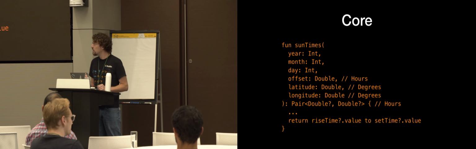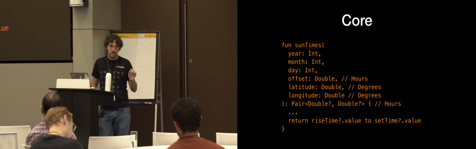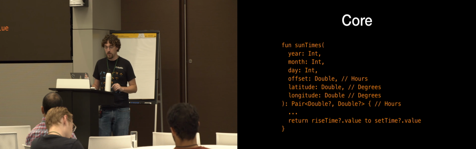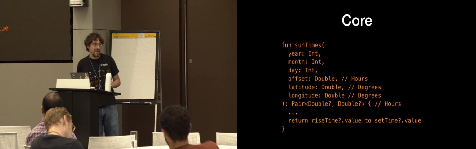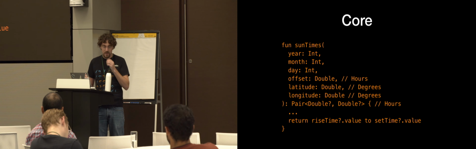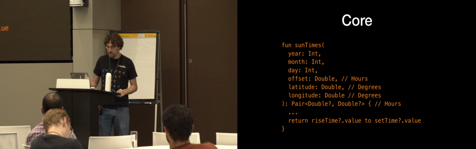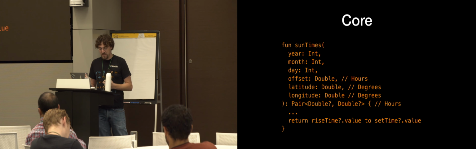They take in essentially the date, an offset to hint at the time zone, and the position, and they output a pair that's the rise and set times if they exist. Sometimes, if you're at the right latitude, there's a date where they don't, and it returns that.